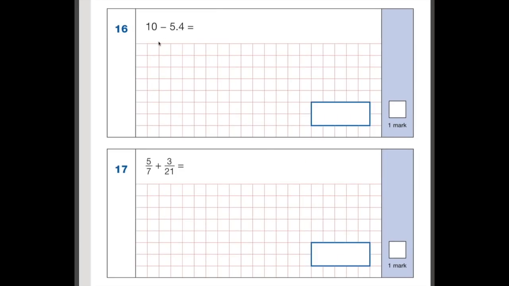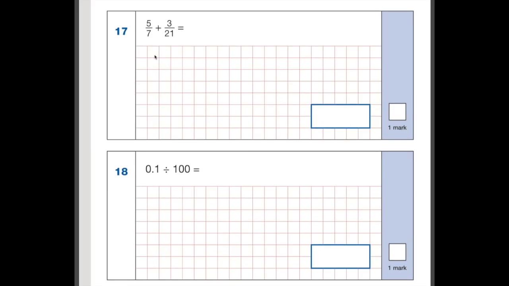Okay, number 16, 10 minus 5.4. Now if we were to do 10 minus 5, we know that's obviously 5, but we have that 0.4 extra. So what we had initially was 5 as our answer, because 10 minus 5 is 5. If we were going to take away 4 more tenths from that, our answer would be 4.6. Because there are 10 tenths in a whole, we've just minused 4 tenths away from 5. So we have 4 wholes and 6 tenths left.